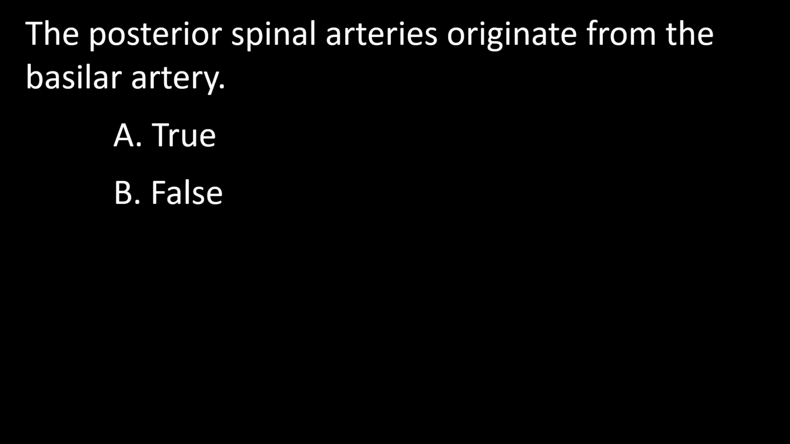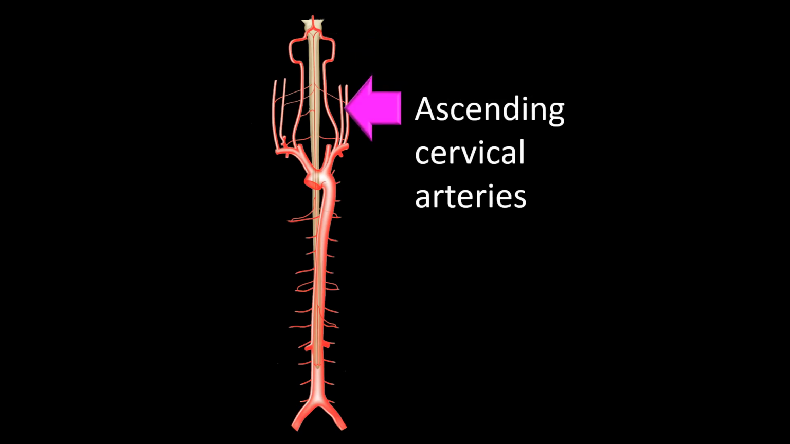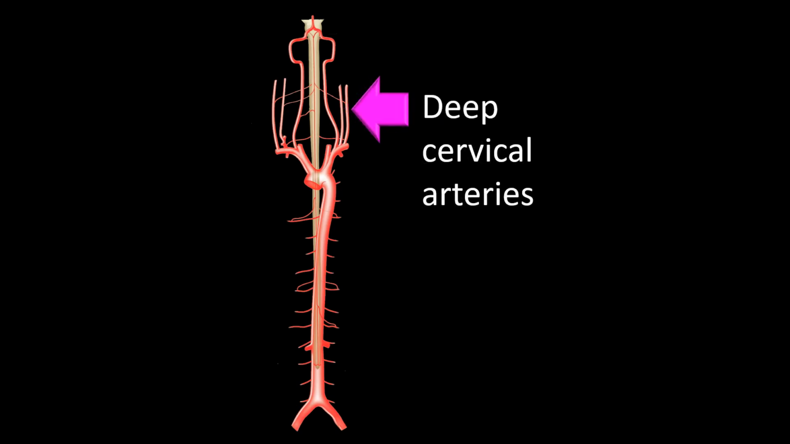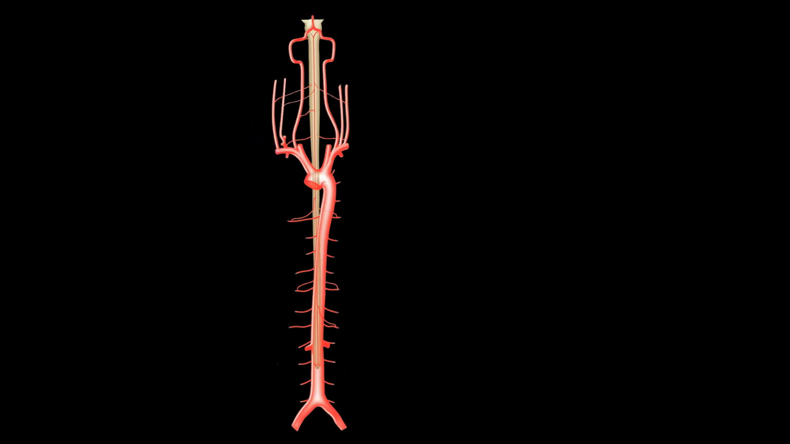Next question. The posterior spinal arteries arise from the basilar artery. A true, B false. This figure represents an overview of the arterial irrigation of the spine. As you can see, the aorta and major offshoots, the vertebral arteries, the ascending cervical arteries, and the deep cervical artery, as well as the thyrocervical trunk, contribute to the irrigation of the spine.